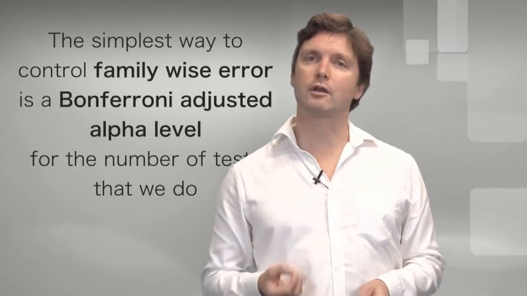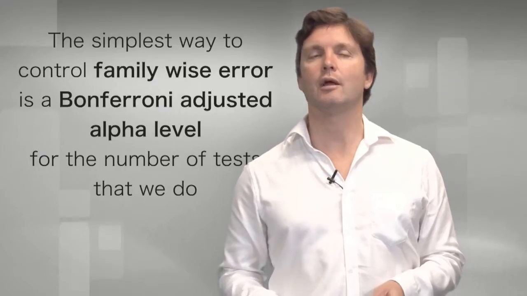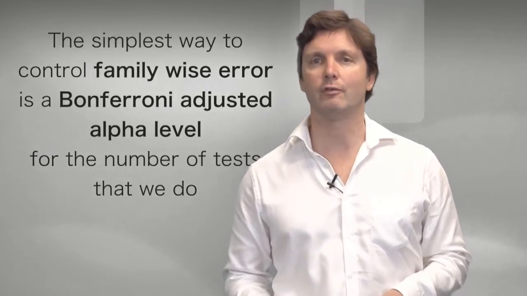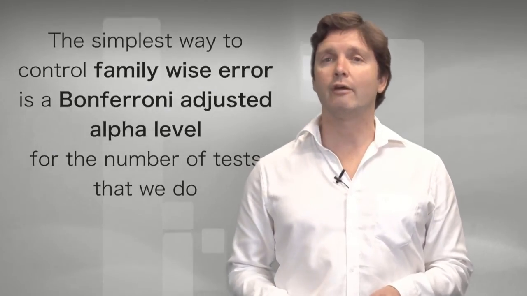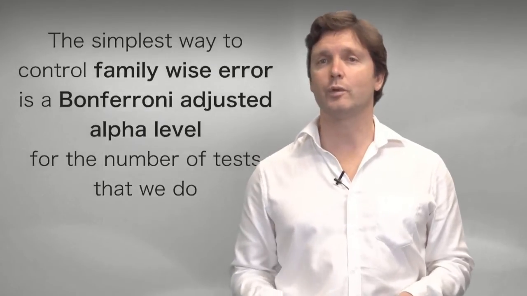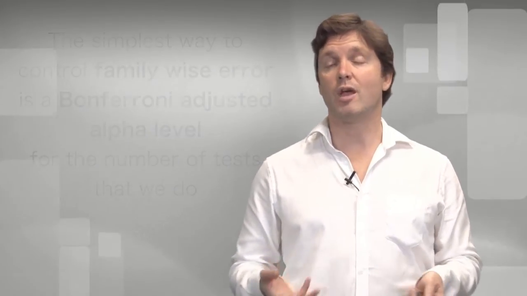Now, the simplest way to control for family-wise error is a Bonferroni adjusted alpha level. That is our normal alpha level adjusted for the number of tests that we do. And we use this new figure to determine if the result is significant or not.